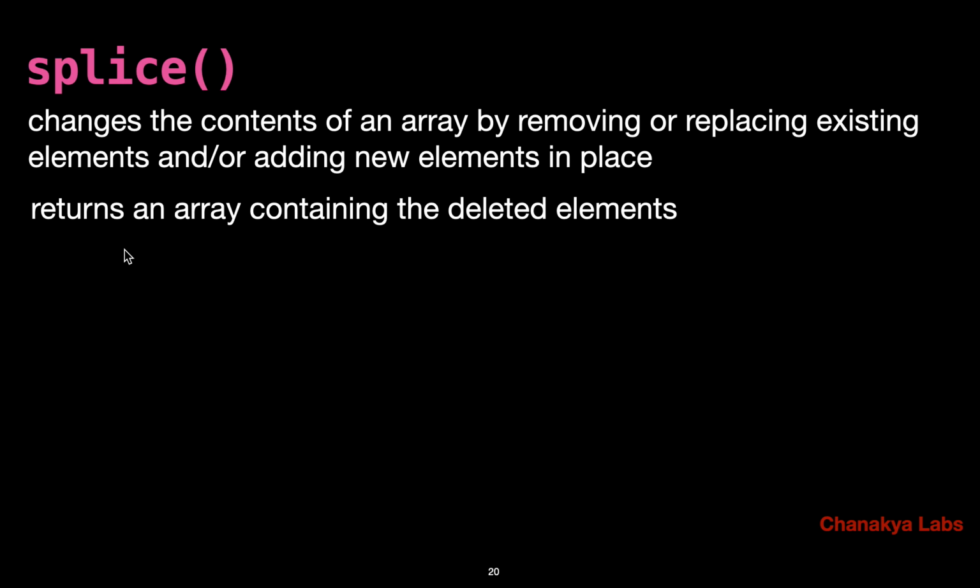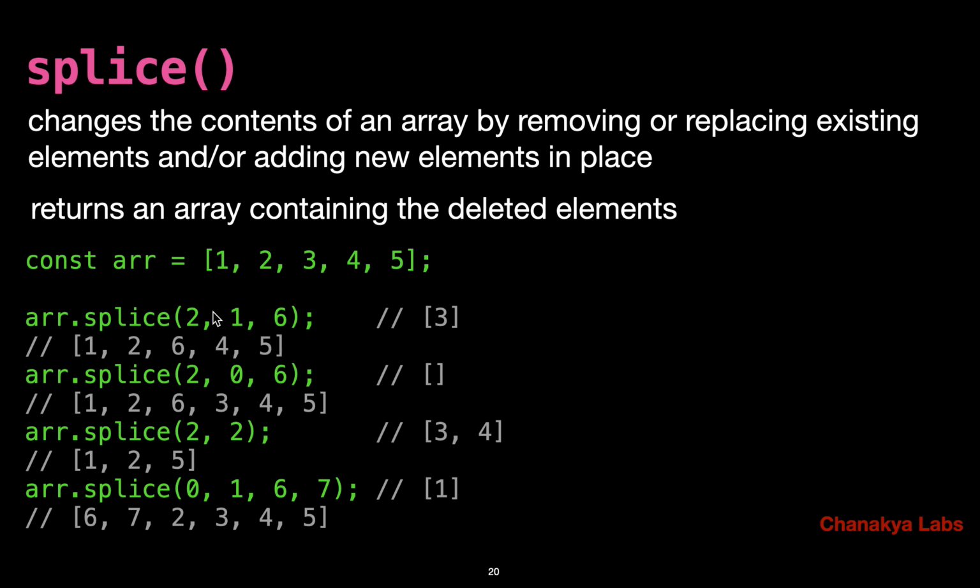But if something is deleted, then that portion of the array, the items which are deleted, is returned by splice. And again, it modifies the array, which means that if you run a splice on an array and then simply console log the array, the array has changed. In some earlier functions we saw that the array was not modified. Here the array is modified, and the value returned by splice is actually the deleted elements. Let's see what the syntax is.